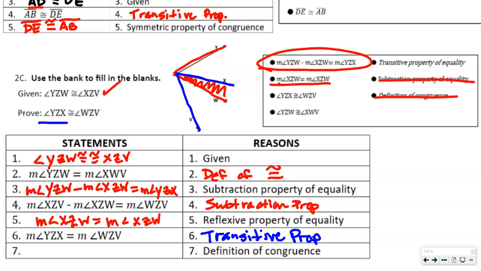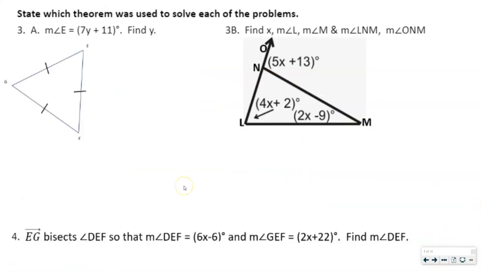And then what are we trying to prove again? So that would be again angle YZX is congruent to angle WZV. Okay? So one of these 3 proofs is going to be on your test, so make sure you study them, okay? All right, so the next one says, state which theorem was used to solve each of the problems.